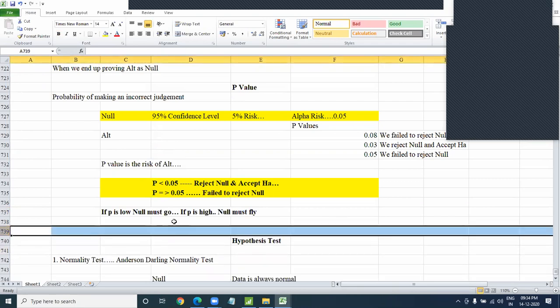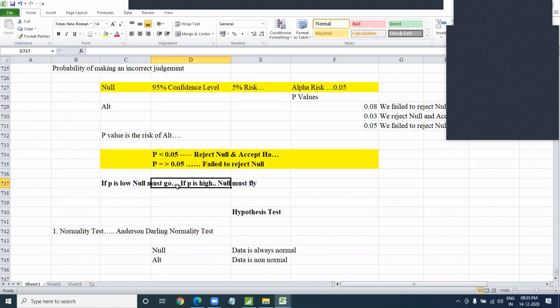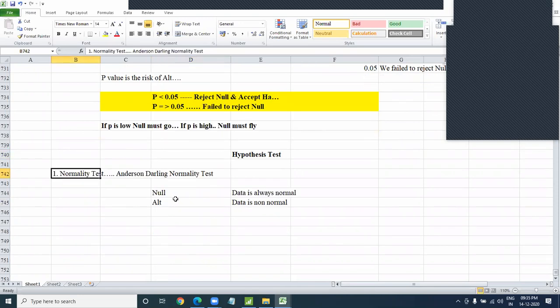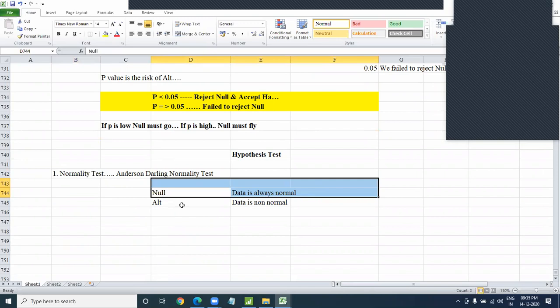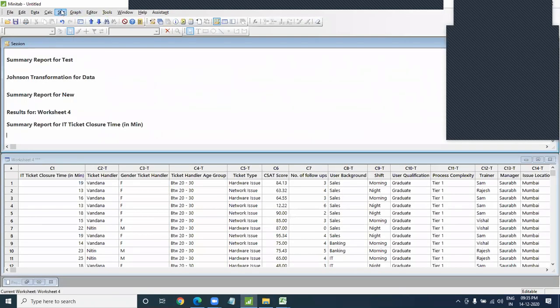So bottom line, in a nutshell, whenever I'm looking at a p-value, all I'm trying to see is whether it is less than 5% or not. If it's less, that's a validated root cause. You have been able to prove alternate. That means there is a relationship there. Even when we did the normality test, null says data is normal, alternate says data is non-normal. We performed this normality test.